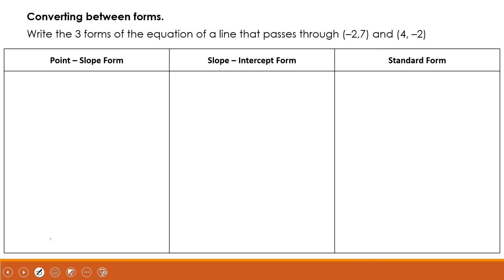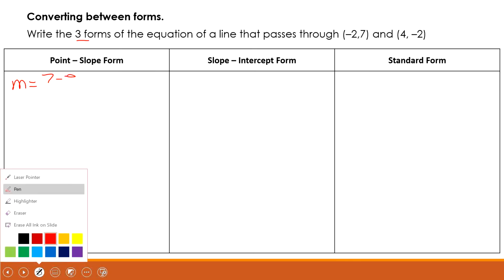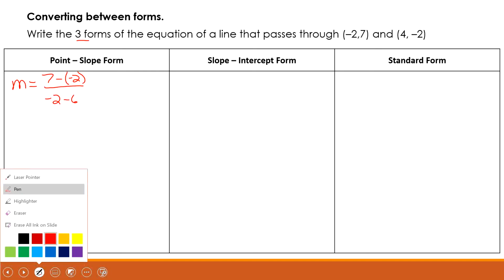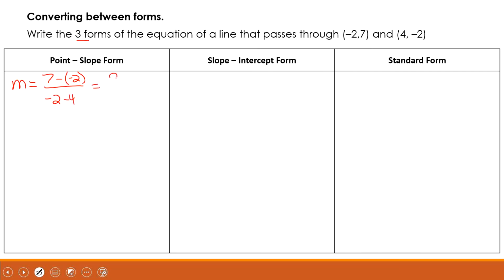First, we want to write the 3 forms of the equation that pass through those 2 points in all 3 forms. So we start with point slope form. I've got to find my slope. So m equals, I'm going to do 7 minus -2 for my numerator over -2 minus 4. Sorry, my bad. Minus 4. It's going to be minus 6. So that's going to equal 9 over -6, which I will simplify to -3 over 2.